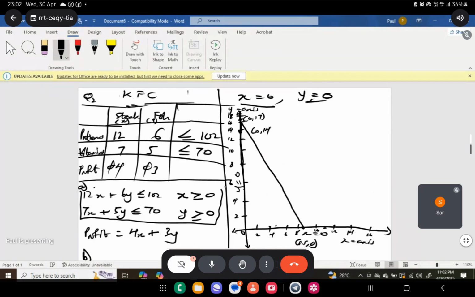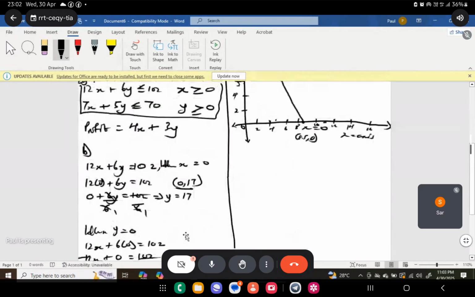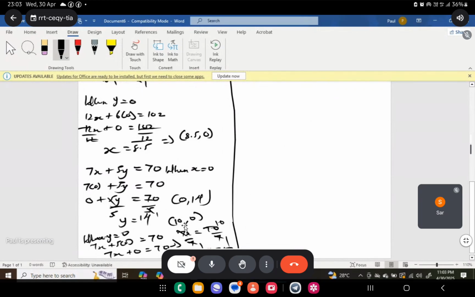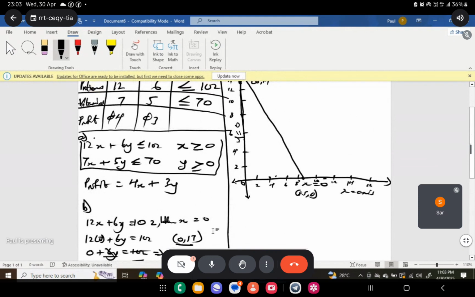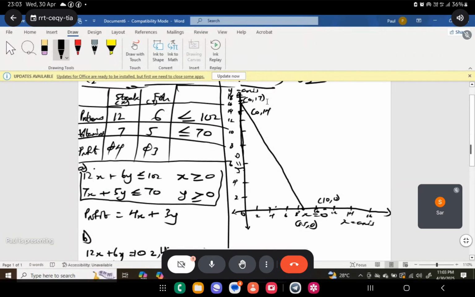And the other one is 10, 0. So the 10, 0 too, we'll identify 10. This is our 10. So 10, 0. This is it here, because y is 0, but x is 10. So this is it here. Then we draw our straight line to pass through those 2 points. Okay. So the straight line that passes through these 2 points will be this.